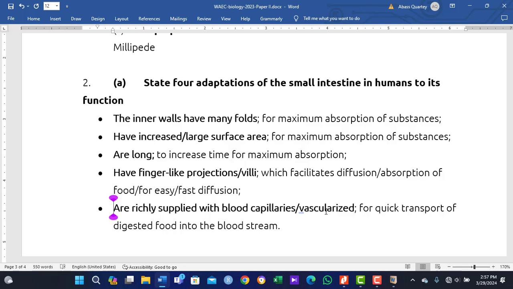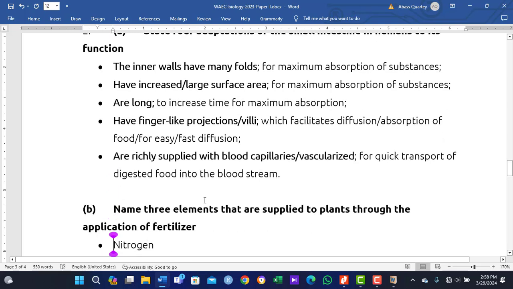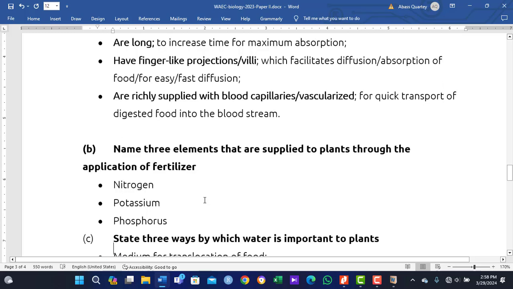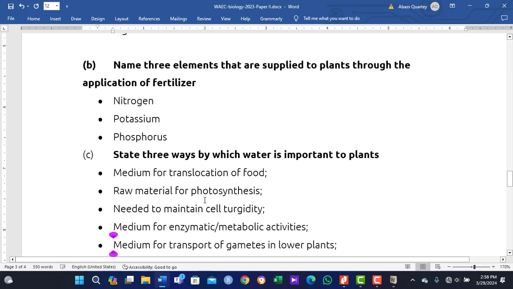Then we have B. Question 2b. Name 3 elements that are supplied to plants through the application of fertilizer: nitrogen, potassium, phosphorus. So these are the elements. Please don't give the symbols. We want the elements, not the atoms or whatever. So the spelling is important, especially in potassium for some of us.